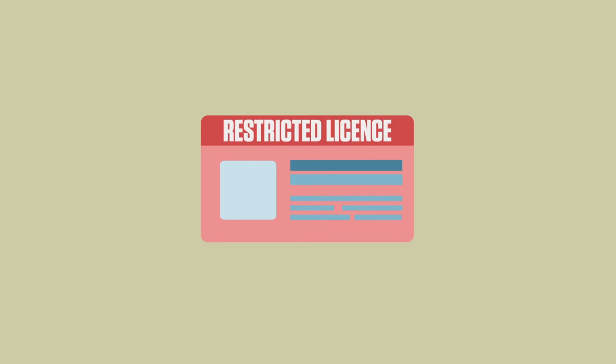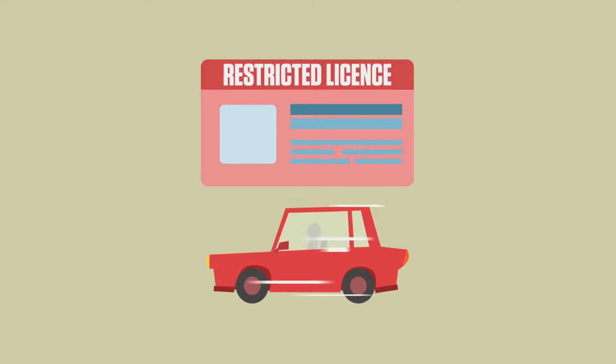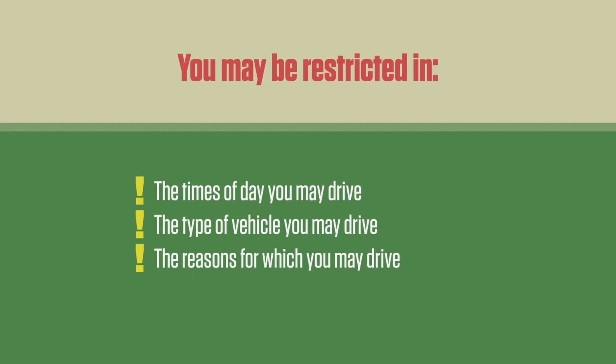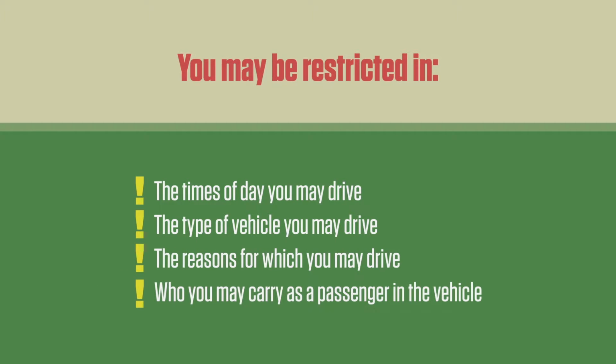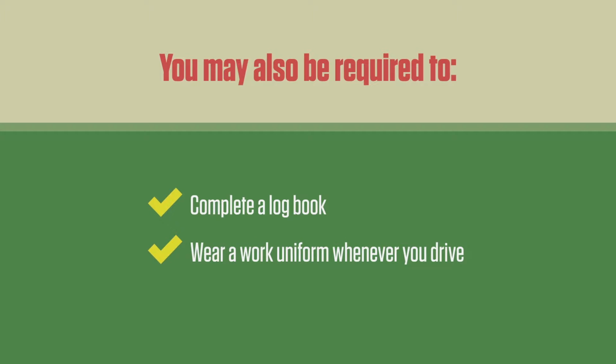A restricted licence allows you to continue driving even though you have lost your licence, whether it has been suspended or you have been disqualified from driving. It is, though, heavily restricted. You may be restricted in the times of day you may drive, the type of vehicle you may drive, the reasons for which you may drive, and who you may carry as a passenger in the vehicle. You may also be required to complete a logbook and wear a work uniform whenever you drive.